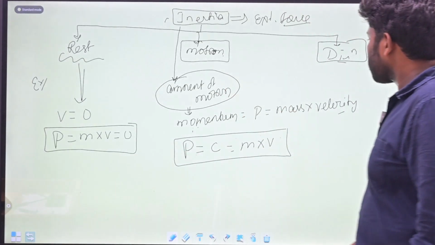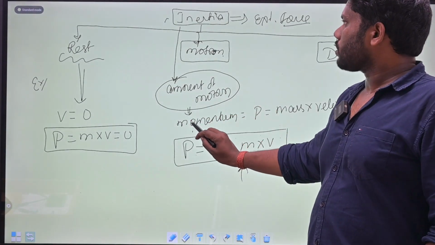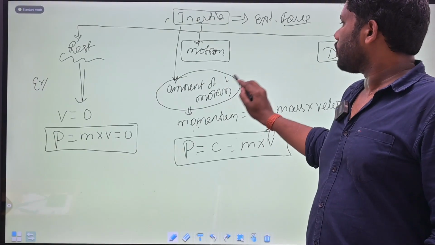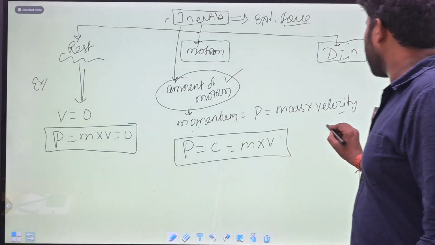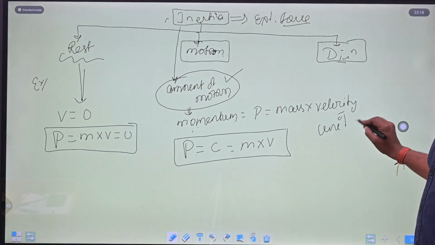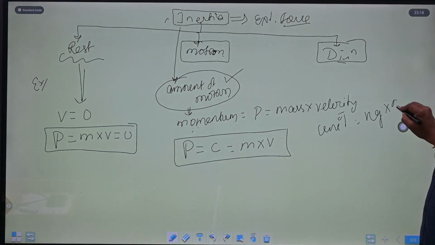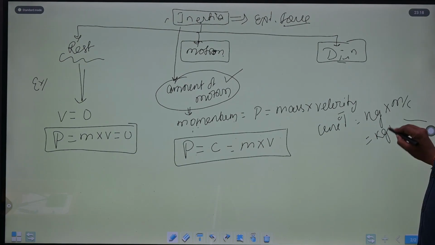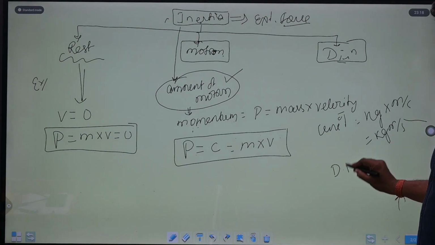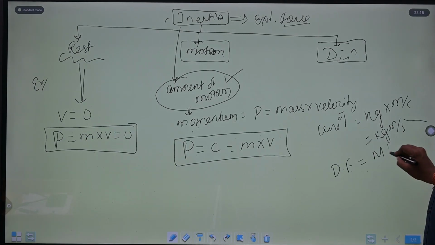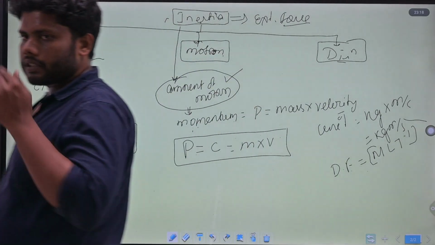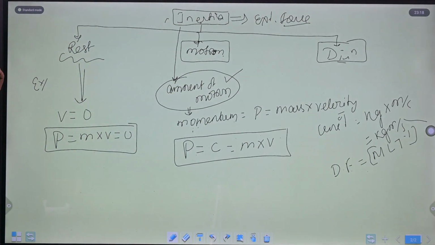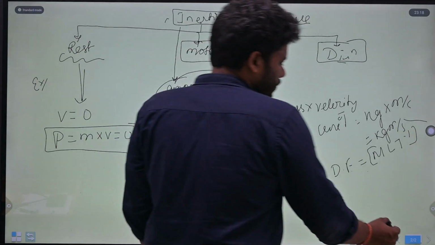So momentum talks about inertia, or the amount of motion contained in a body, and it is represented by momentum. Now the unit: mass is in kg and velocity is in meter per second, so the unit is kg meter per second. What is the dimensional formula? That is M L T to the power minus 1. Hope it is clear, so we can go to the next part, that means the significance of the first law of Newton.